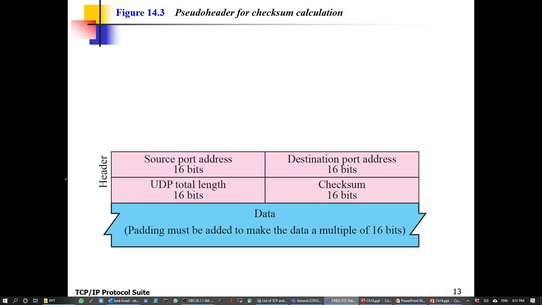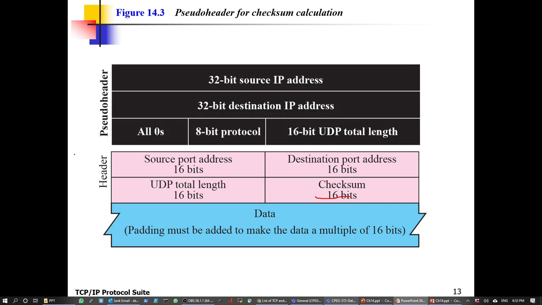If you take a look at the header, you will have the source port address, 16 bits or 2 bytes, and the destination port address, which is 16 bits or 2 bytes. And then you have the data, and we have to add padding to make it a multiple of 16 bits. So if we are short 4 bits, we add 4 zeros. If we are short 6 bits, we add 6 zeros, to make it a multiple of 16.